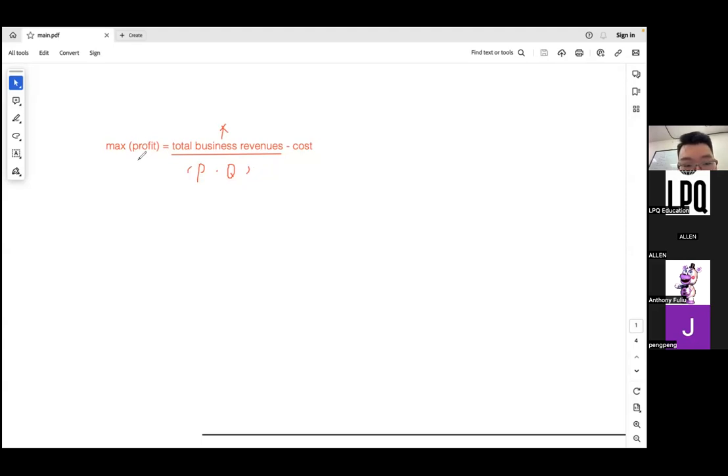To increase your net profit as much as possible, one thing you can do is increase your business revenue. Another way is to lower your cost. You can increase your profit by lowering your cost. If you can increase the business revenue and lower your cost, you can maximize your profit, because profit is the difference between these two variables.